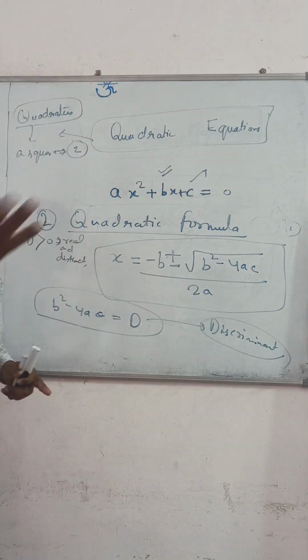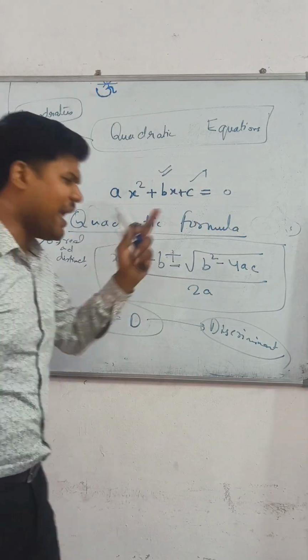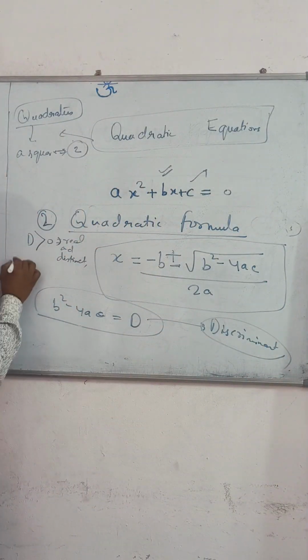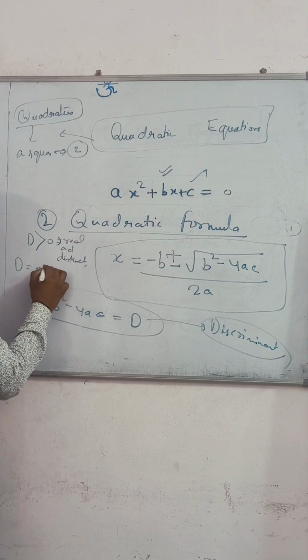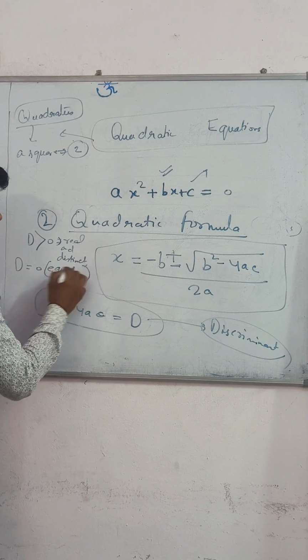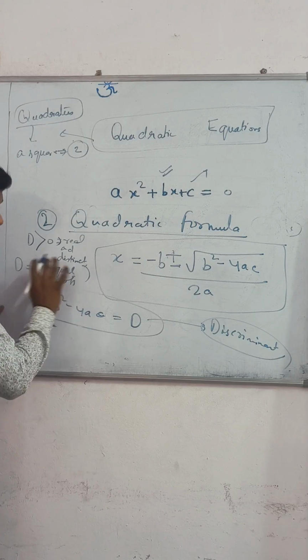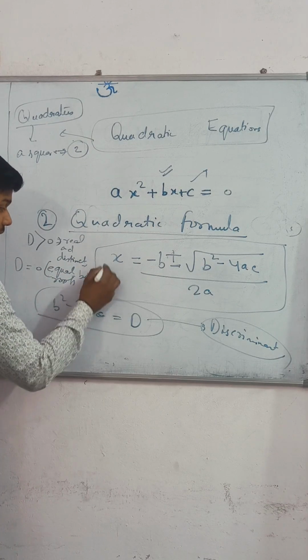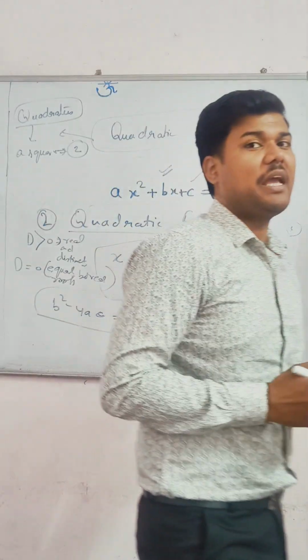And what is the meaning of real? For example, minus 2, plus 2, or 2 upon 3. So that is what you get if D is greater than 0. If D is equal to 0, then you have equal roots, and they will be real also. Remember that: equal roots, and they must be real.